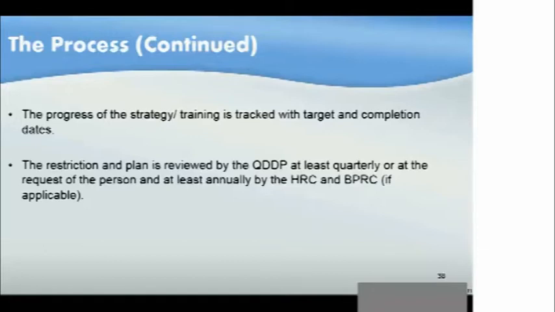We want that restriction to be minimized at some point, or totally not there anymore. So it's important that our efforts are tracked. The restriction and plan is reviewed by the QDDP at least quarterly or at the request of the person, and at least annually by the HRC and BPRC if applicable.